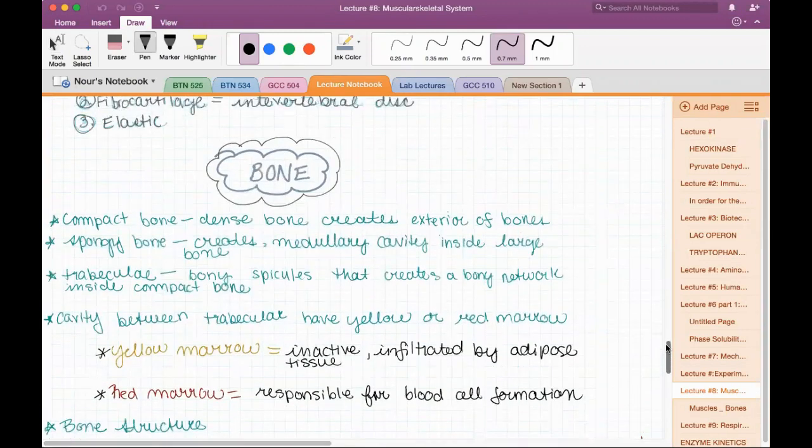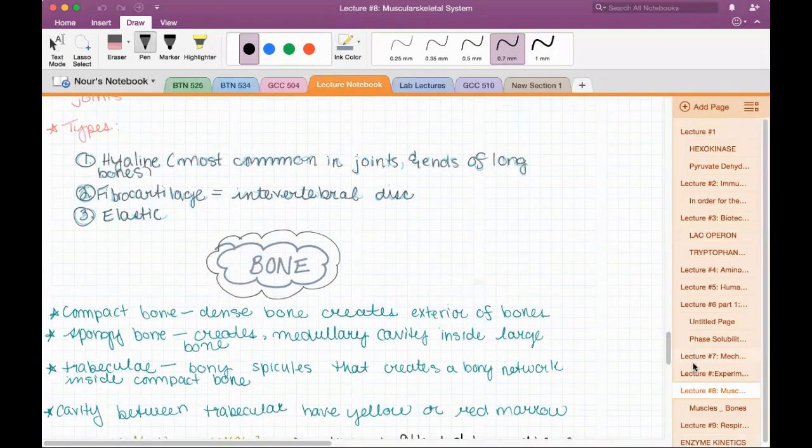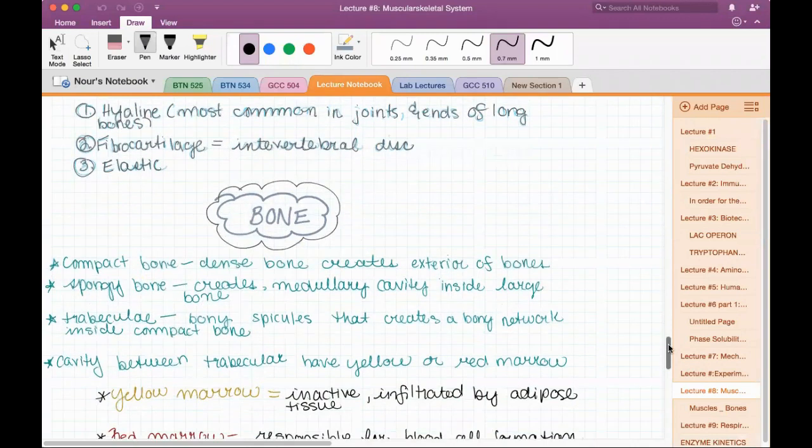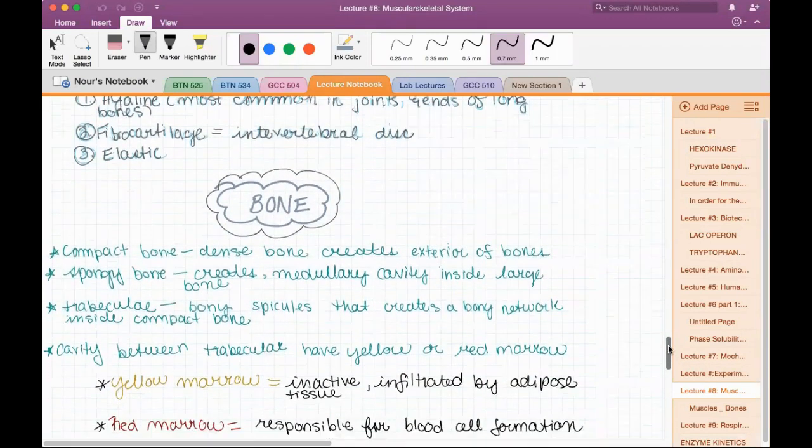Okay, the bone. So there's compact bone, which is very dense. There's spongy bone, which is, I'm not exactly sure. I think it's mostly found in your legs and arms, but I'd have to double check. I don't know exactly. I haven't covered many of the details on cartilage yet. Sorry.